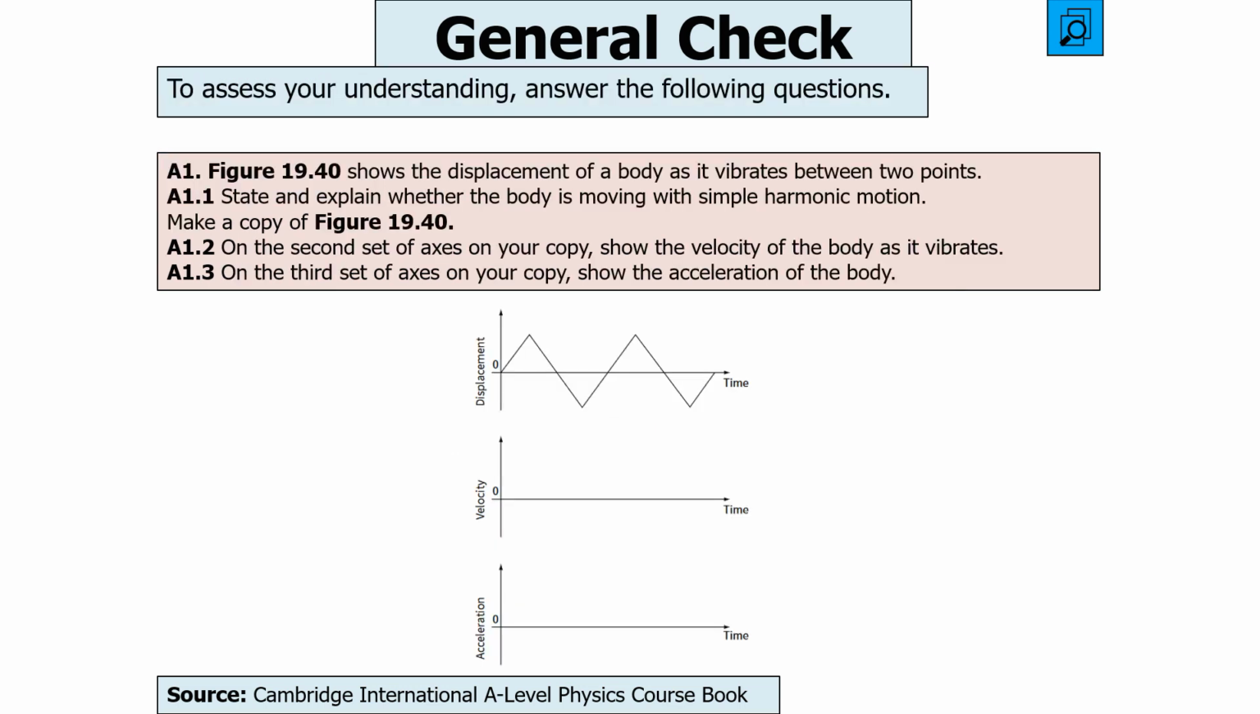The next question says, the figure below shows the displacement of a body as it vibrates between 2 points. State and explain where the body is moving with simple harmonic motion, and then on a second set of axes on your copy, show the velocity of the body as it vibrates. Then on the third set of axes on your copy, show the acceleration of the body. So pause the video now, then unpause the video when you want to go through your answer.